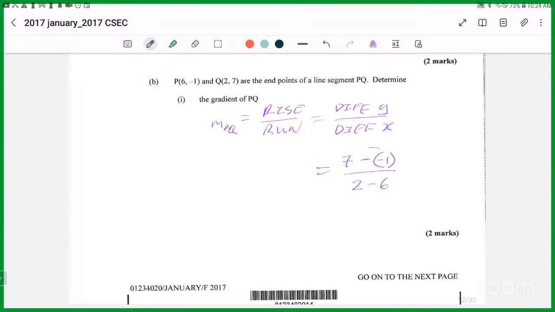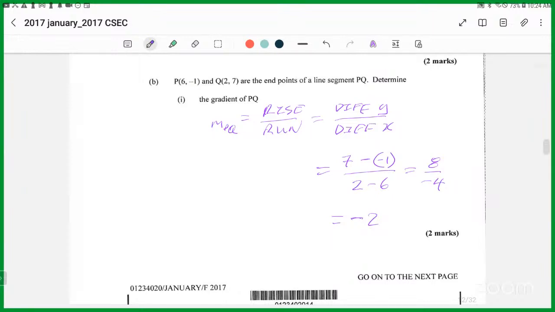So this becomes an 8, because this minus is a plus. And this is 2 minus 6, which is negative 4. So 8 divided by negative 4 is negative 2. So the answer here is negative 2. The gradient of PQ is negative 2.